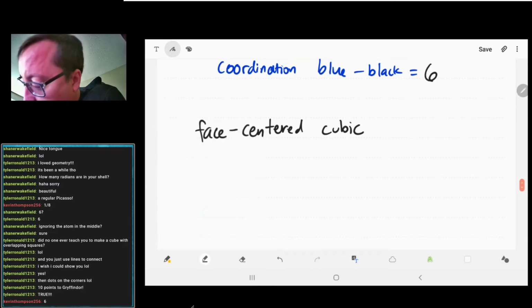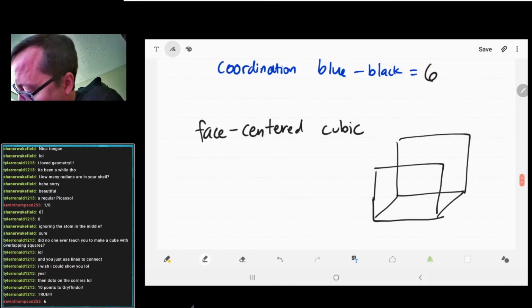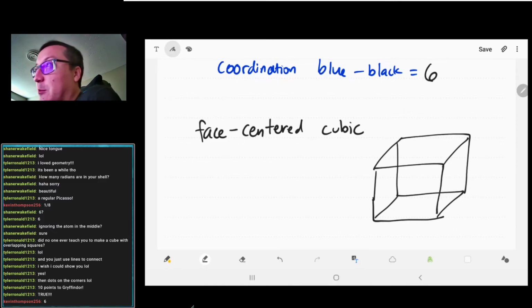Alright, this is going to be the toughest one yet to draw, but I'll try. Well, here, this is what we'll do. We'll do the squares. I'll make it nice and big. Wow, that's actually a very nice cube, isn't it? I should get an award for this.